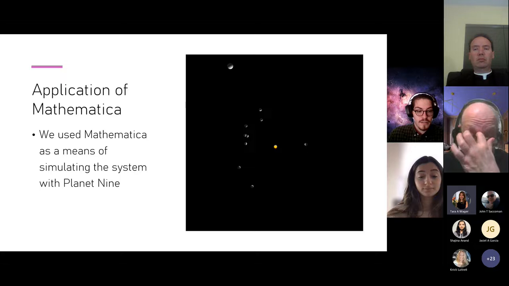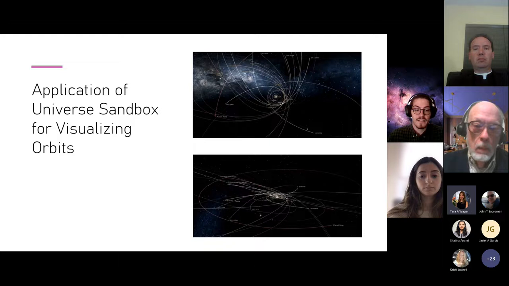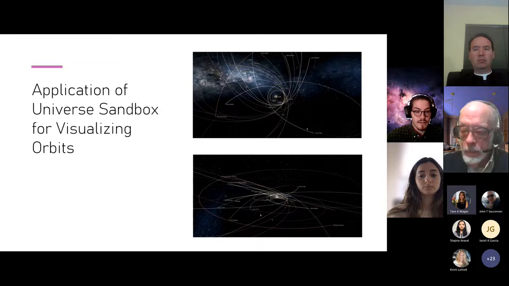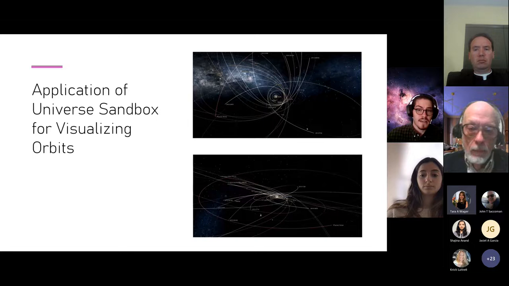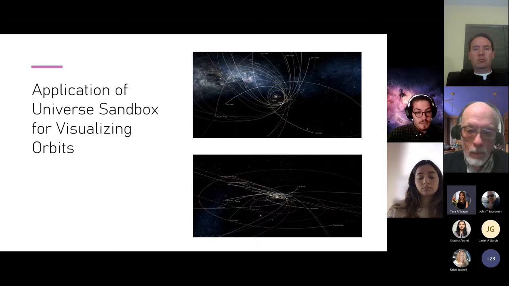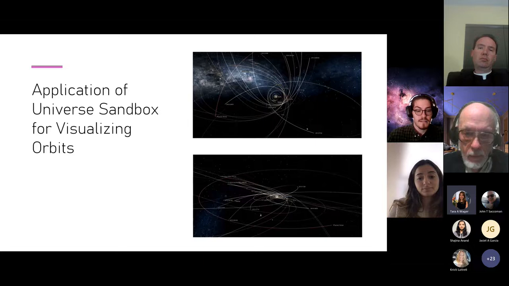So we worked then with Universe Sandbox, where we implemented JPL's small body database data, and we input the orbital parameter information for 14 different KBOs that we listed in the table on the previous slide. Here you'd see two different perspectives of the system containing Planet Nine with these various KBOs, the Sun, and these objects at the end of a 500-year propagation period.